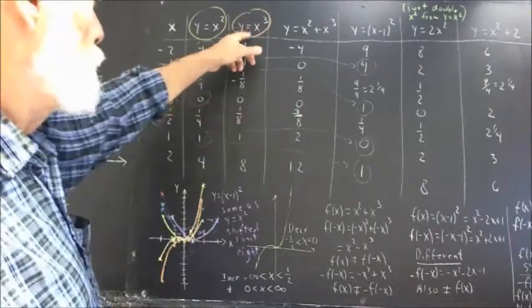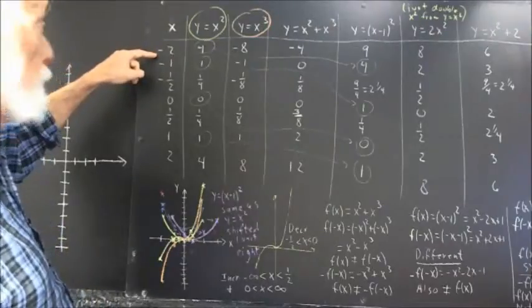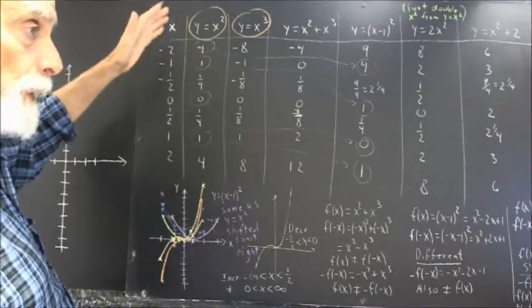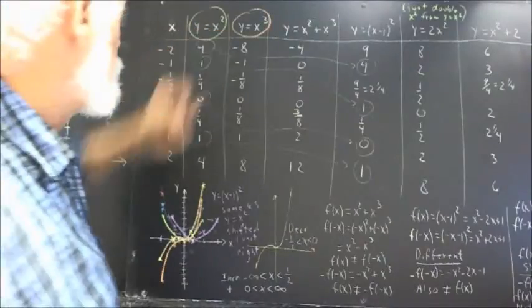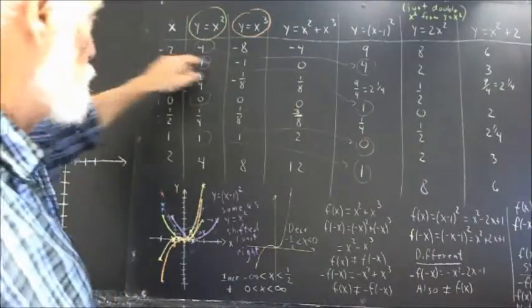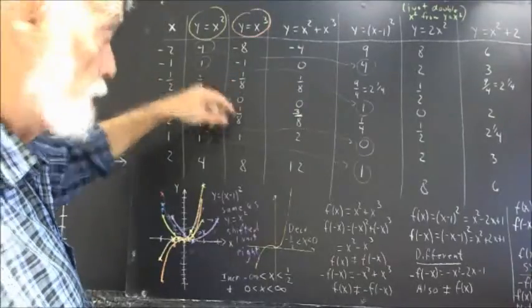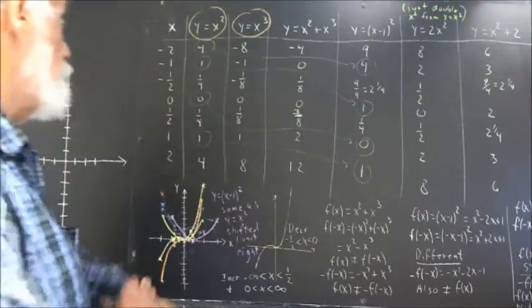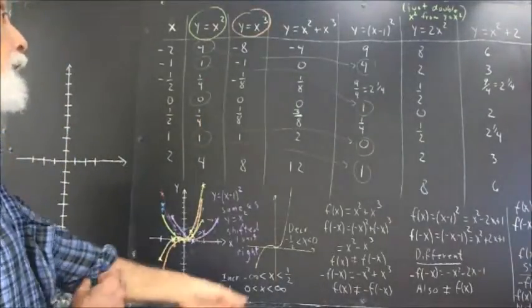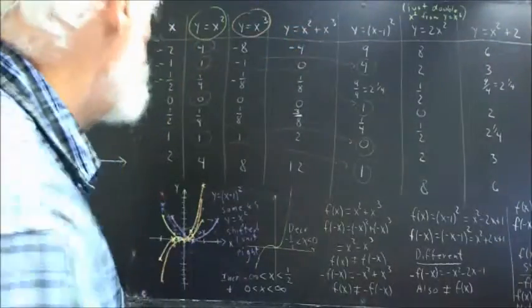Okay, now when we do y equals x cubed, well, we cube -2, so we have -2 times -2 times -2, 3 negatives, going to give us -8. And -1 cubed is going to be -1, -1/2 cubed, -1/8, and so forth. And these numbers all should be completely obvious. Okay, now we're asked to do y equals x squared plus x cubed.